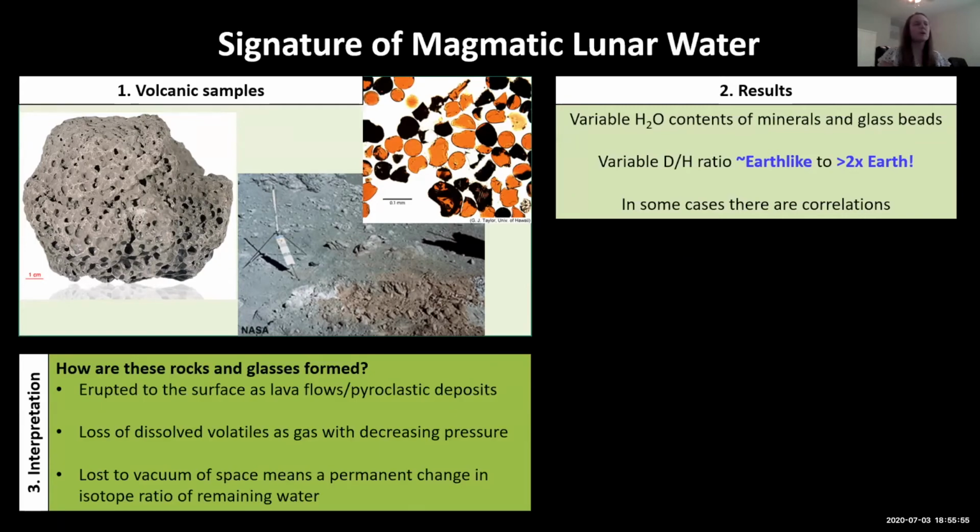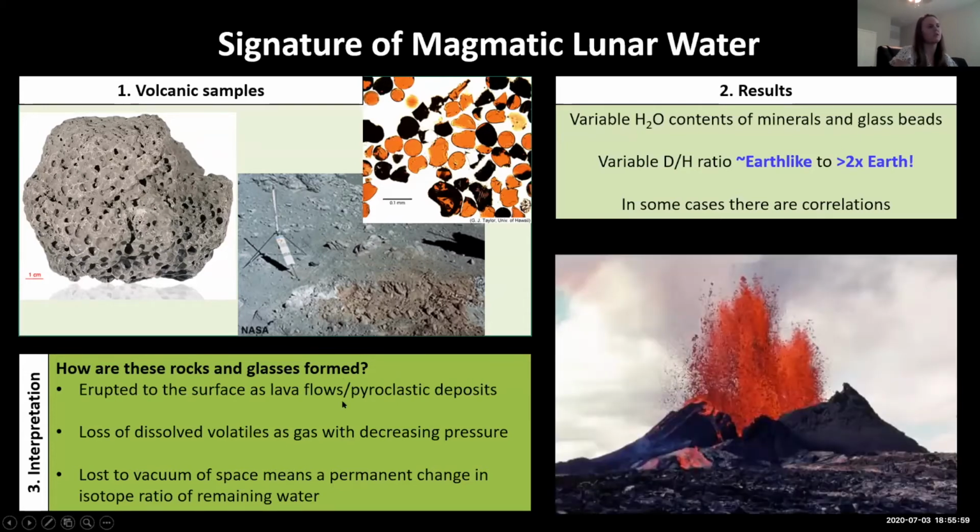Now, when we think about how these volcanic samples form, we know that they erupt onto the surface as lava flows, or in the case of the glass beads, they erupt in these fire fountain conditions. Of course, this is not the moon, this is Hawaii. But to illustrate the point, these pyroclastic deposits erupt molten pieces of the magma into the essentially vacuum of the moon, and they crystallize into these little glass beads.